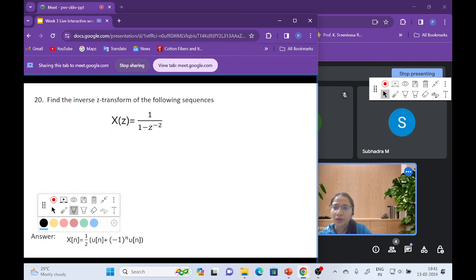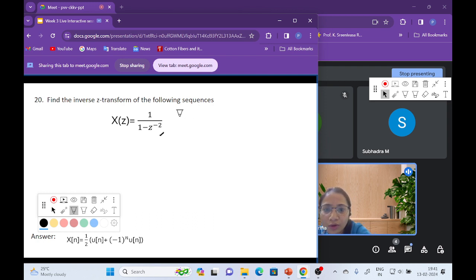Find the inverse Z transform of the following sequence. What will be the Z transform of this sequence? The Z transform is given as X of z is equal to 1 upon 1 minus z to the power minus 2. Have you gone through the other two methods? Let's try to solve this third one, that is the partial fraction method.